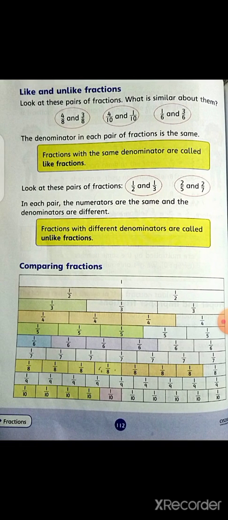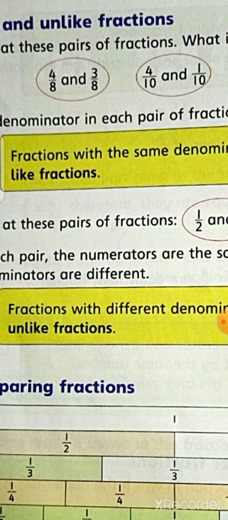On page number 112, like and unlike fractions. Look at these pairs of fractions. What is similar about them? 4 over 8 and 3 over 8. What is similar here? Very good. 8 is the same. The number is the same, and that is the denominator. 4 and 3 are both numerators, these are different. So for 4 over 8 and 3 over 8, the denominator is 8.